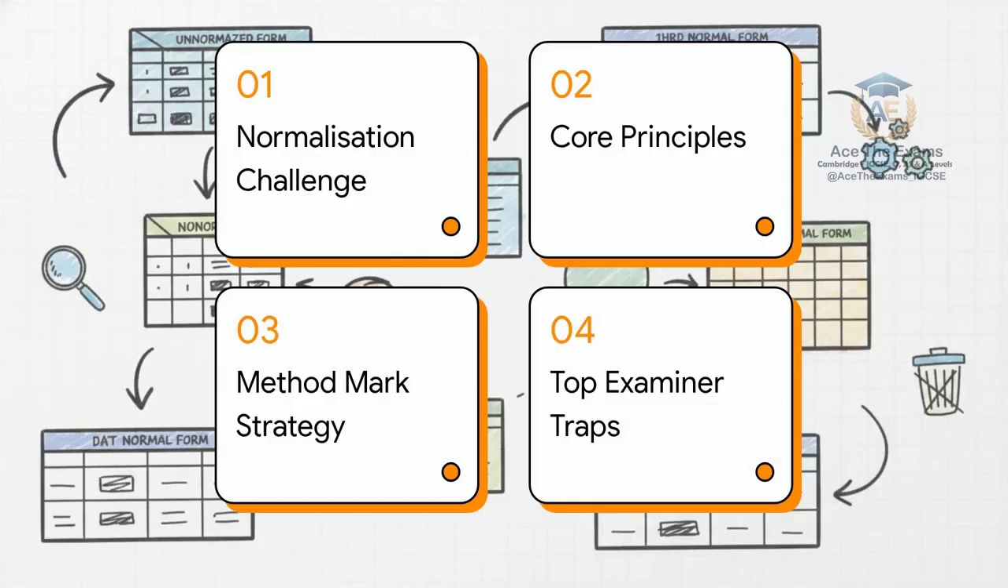So to get you to that ultimate level of mastery, here is our exact playbook for today. First, we'll tackle the normalization challenge. Second, the core theoretical principles. Third, the method mark strategy. And finally, the top examiner traps you absolutely must avoid.